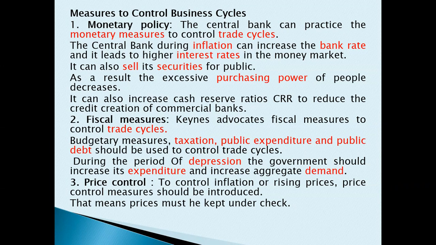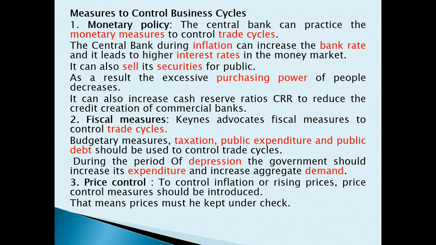The central bank during inflation can increase the bank rate. Inflation में क्या करेगा? Bank rate increase करेगी. It leads to a higher interest rate in the money market, and it can also sell its securities to the public. If there is inflation in the market, by changing the interest rate, the central bank can control the business cycle. Getting this? As a result, the excessive purchasing power of people decreases. Due to the change in interest rate, people will not go for investment, and automatically inflation will stop. To control the investment, RBI can also change some monetary measures.